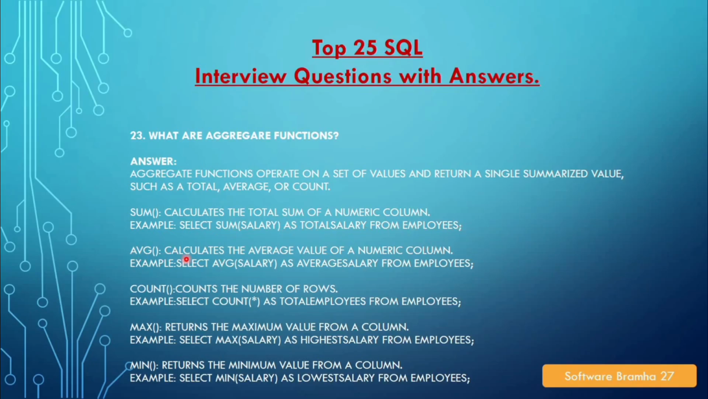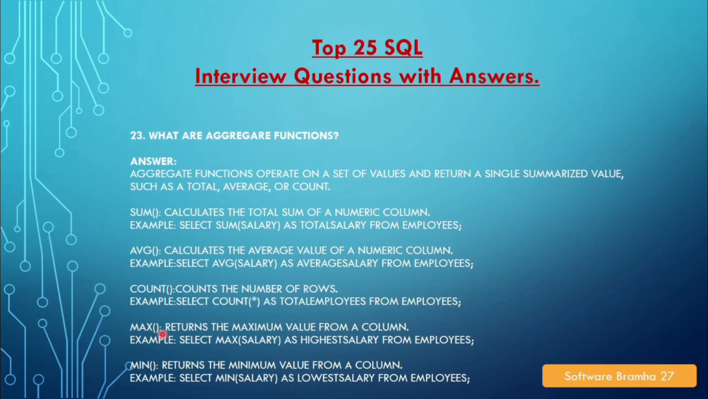Next, average function. It calculates the average value of a numeric column. Example, select AVG of salary as average salary from employees. Here it is calculating the average of the salary column from the employees table. Next function, count. Count the number of rows. Example, select count of star as total employees from employees table. Here count of star is getting the count of all the records in the employees table.